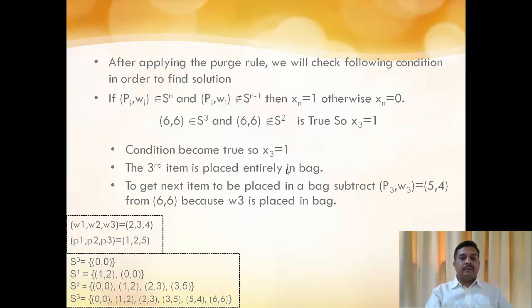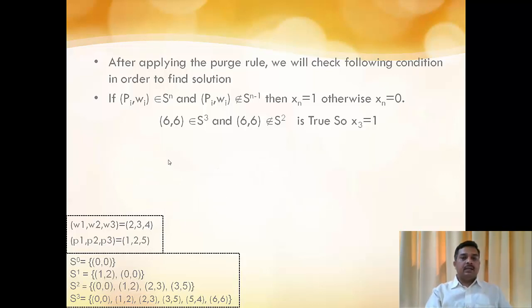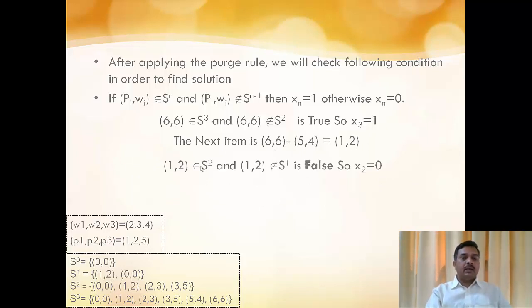For the third item, the profit is 5 and the weight is 4. For the next item, I will subtract this 5-4 pair from 6-6, which becomes 1 and 2. So I have to check whether 1-2 belongs to S2 and 1-2 doesn't belong to S1. In this case, it is false because 1-2 also belongs to S1.